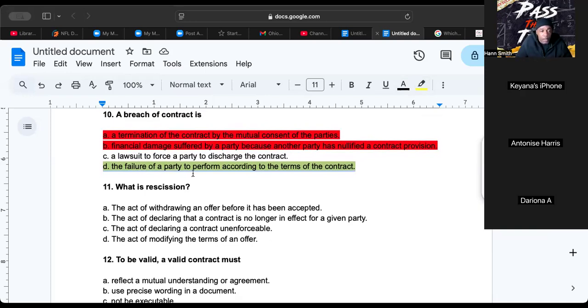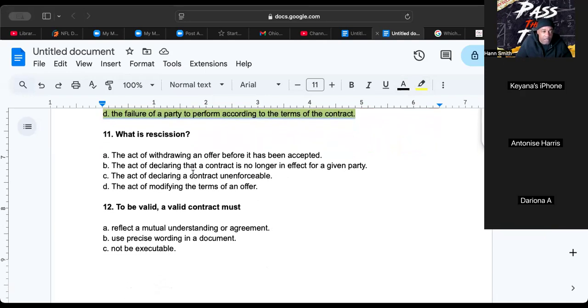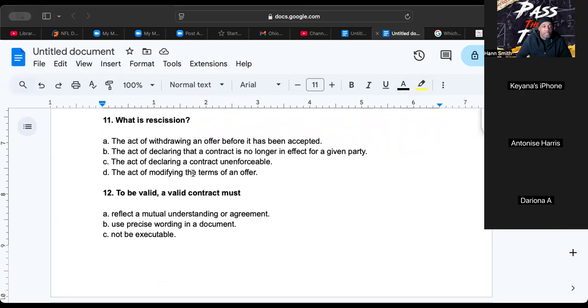All right. Next, this is a definition question. What is rescission? Is it A, the act of withdrawing an offer before it has been accepted? B, the act of declaring that a contract is no longer in effect for a given party? Is it C, the act of declaring the contract unenforceable? Or is it D, the act of modifying the terms of a contract? I'm going to get rid of D.